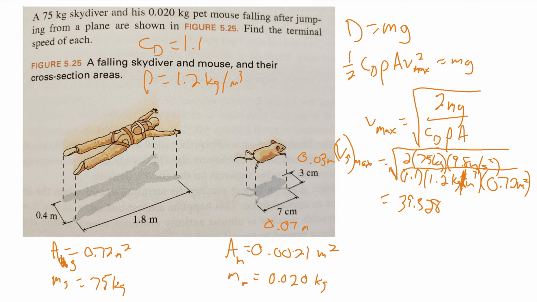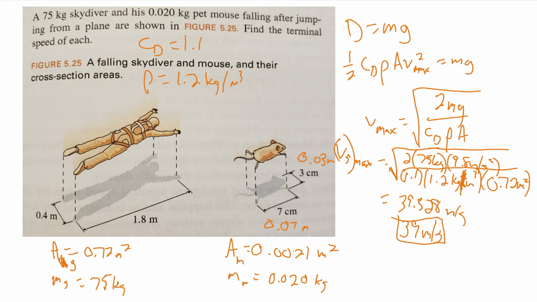39.328. And this is velocity, so we should have wound up with meters per second, right? Yeah. Okay. Now, what are our significant figures? I got 75 kilograms. It looks like probably just 2. So I think we're going to go with 39 meters per second.